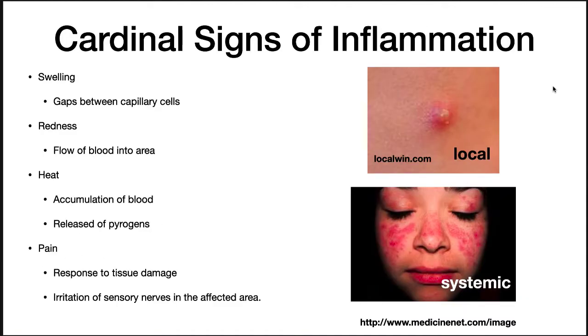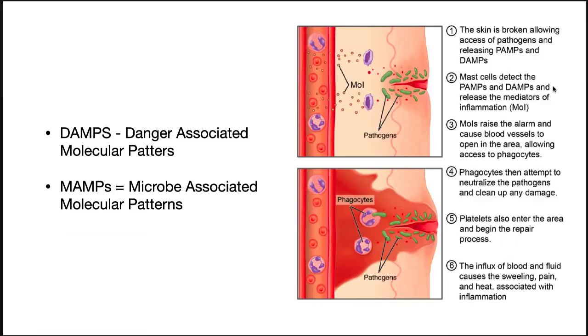such as pathogens. Cardinal signs of inflammation are swelling, again, caused by gaps between capillary cells, redness, caused by the flow of blood into the area, heat, which is the accumulation of blood in the area and also the release of pyrogens, and then pain. And this is a response to tissue damage. It's an irritation of sensory nerves in the affected area. The things that signal inflammation are danger-associated molecular patterns and microbe-associated molecular patterns.